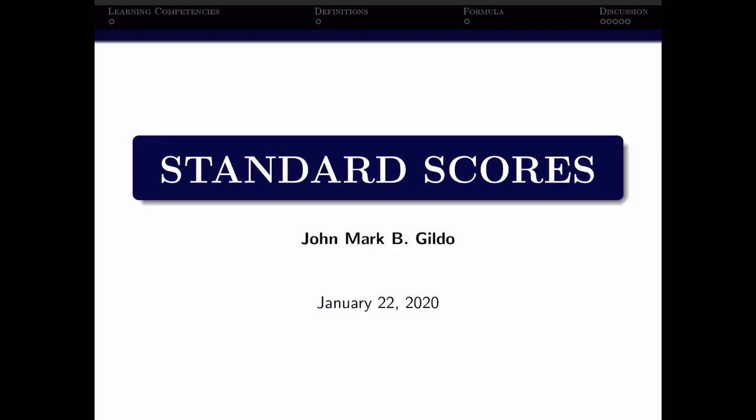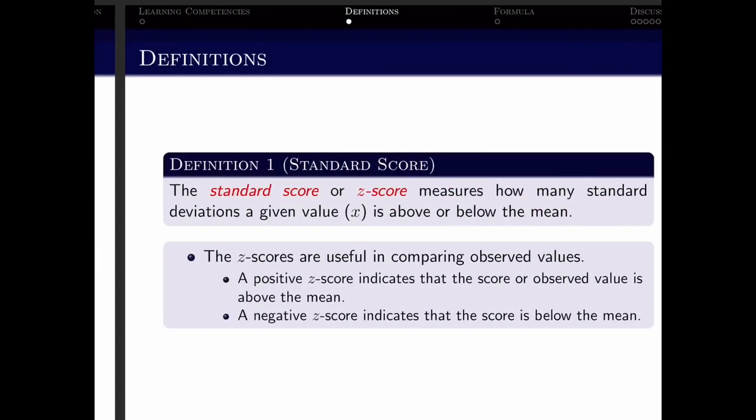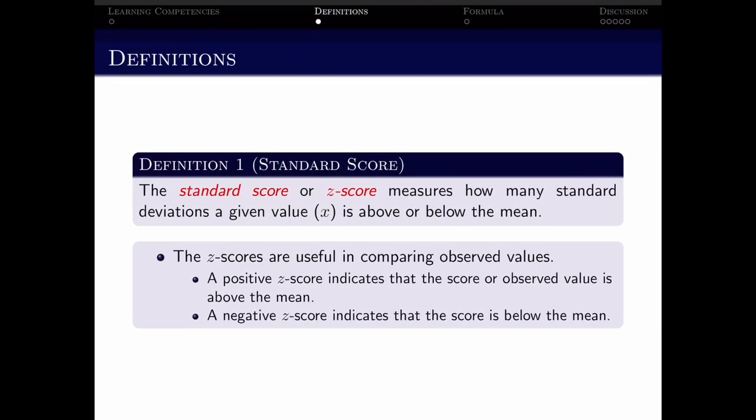Alright, the goal for this video is just to compute and somehow interpret standard scores. So let's go directly to the definitions. The first definition is for the standard score. The standard score, or Z-score, measures how many standard deviations a given value x is above or below the mean.